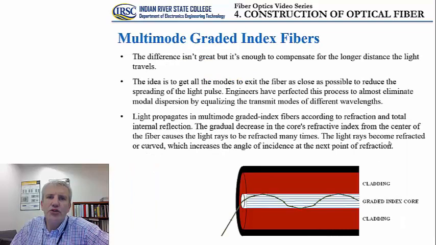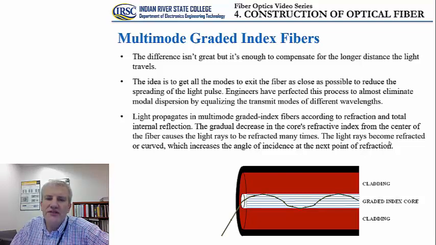So why is it important to have different speeds of light at the different positions along the cross-section of the optical fiber? Well, this difference is not that great, but it's enough to compensate for longer distances that certain modes are propagating all the way throughout the core of the optical fiber. So the idea is to get all the modes to exit the fiber as close as possible to reduce the spreading of the light pulse, or so-called modal dispersion.